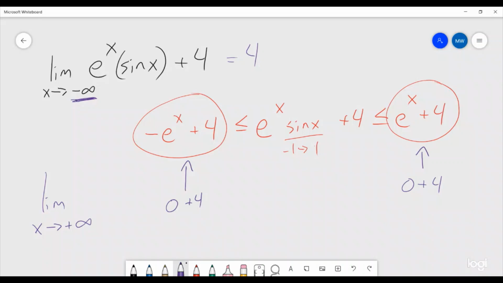Okay, so let's now switch topics a little bit. We're still going to be doing limits, but let's now talk about how we can do derivatives and rates of change. So let's go through a few different functions and try to find the derivatives using the definition of the derivative.